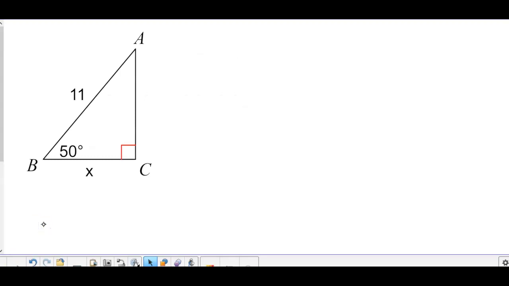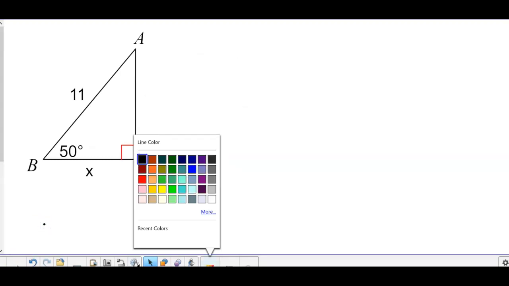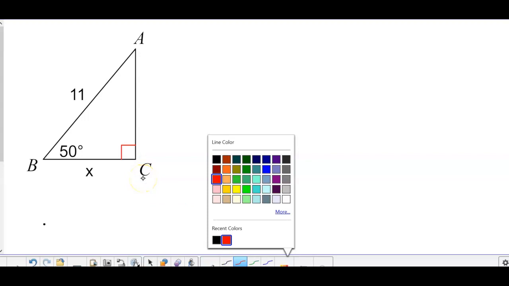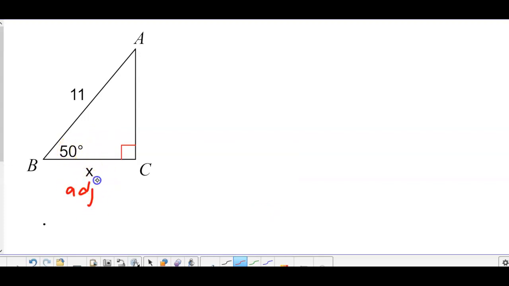Here's your first example. So if I'm trying to find the missing side here, it might be helpful for you to go ahead and label your sides. So I want to look here at the angle 50 degrees, because with respect to 50, this X is what I'm looking for. This is my adjacent side. And then this 11, since it's right across from my right angle, this is my hypotenuse.